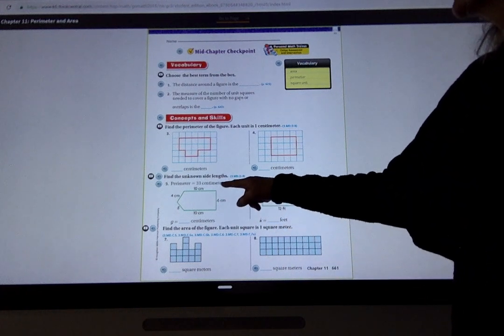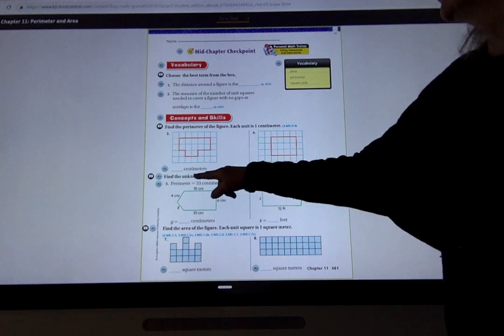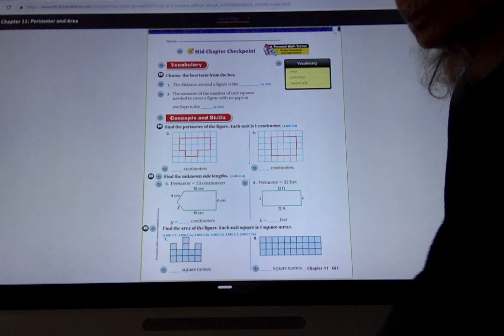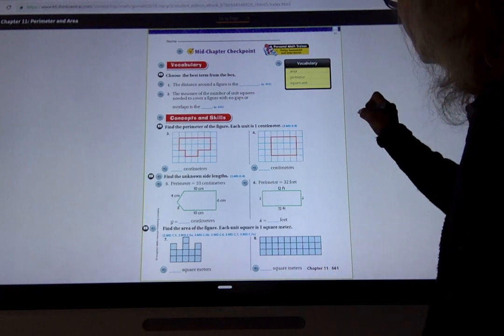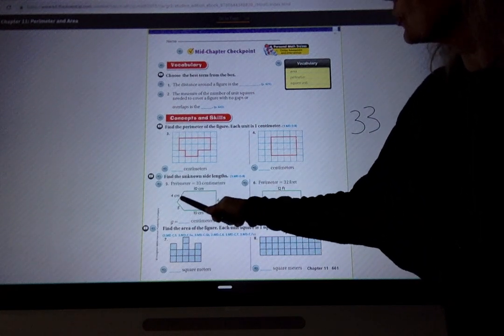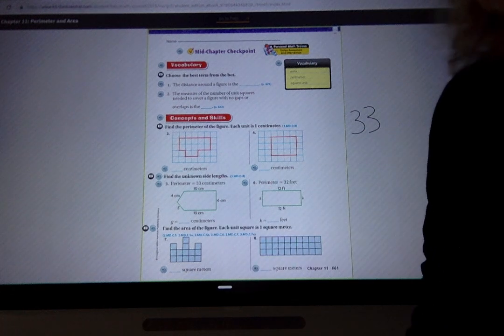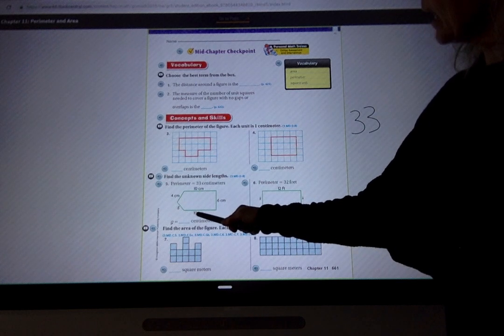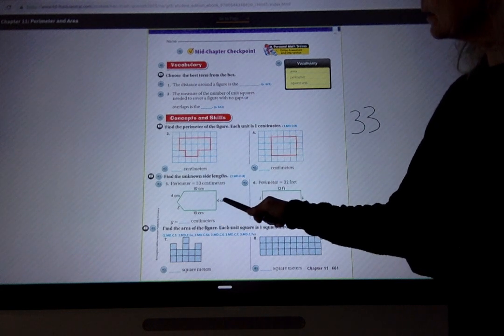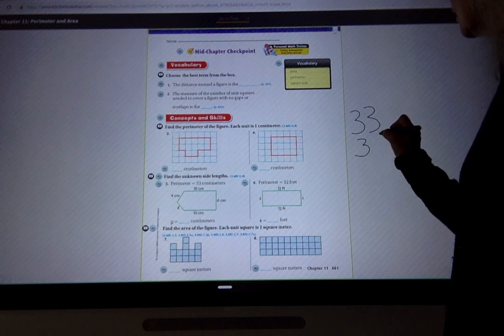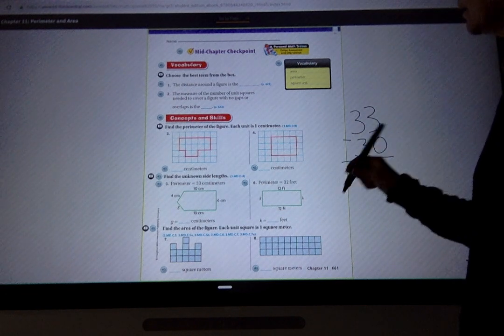Number 5, the perimeter of this figure is 33 centimeters. So we already know how far it is all the way around. It's 33 centimeters. We know all of the measures except G. So we have to find what G is. So what we can do is add 10 plus 10 is 20, plus 6 is 26, and 4 more makes 30, and I'll subtract to find G.